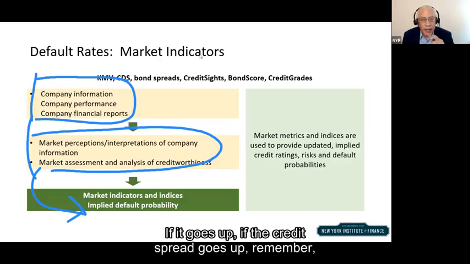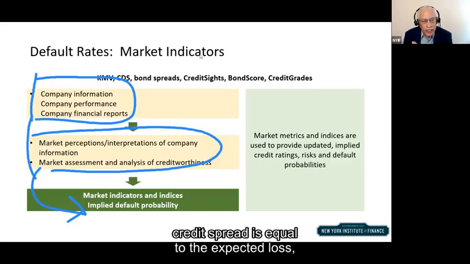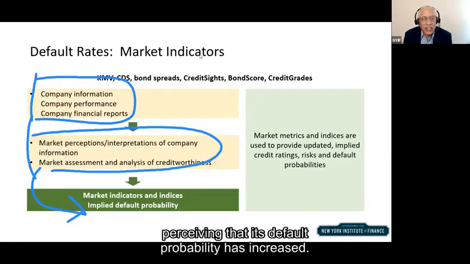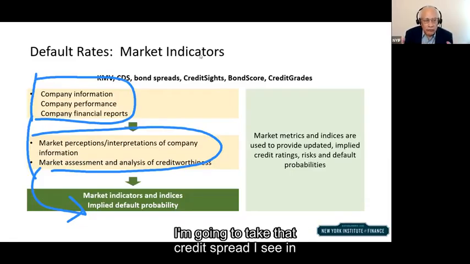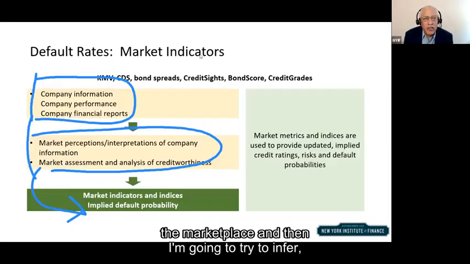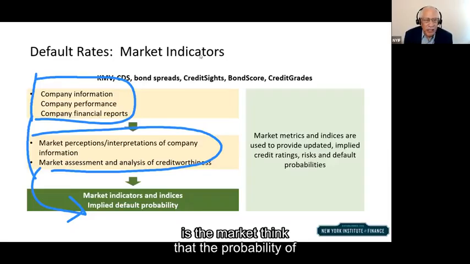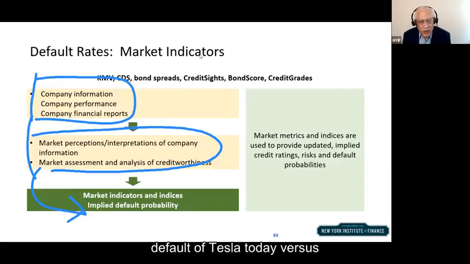If the credit spread goes up, remember credit spread is equal to the expected loss, which equals the default probability times the loss given default. If it goes up, that means that the market is perceiving that its default probability has increased. So I'm going to take that credit spread I see in the marketplace, and then I'm going to try to infer, to figure out what the market thinks the probability of default is of Tesla today versus last week versus 2 months ago.